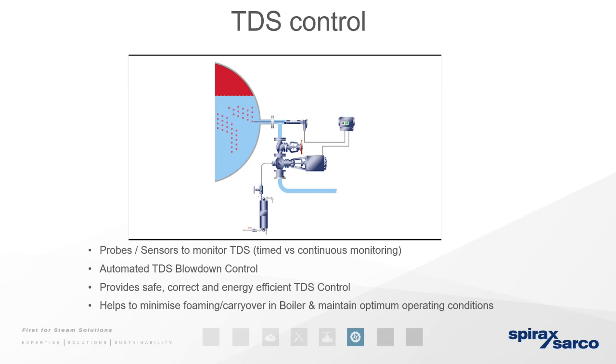We can also perform this TDS blowdown automatically by using a conductivity probe ahead of a valve at the side of the boiler to modulate out a small mass of water whenever it reaches a high concentration.